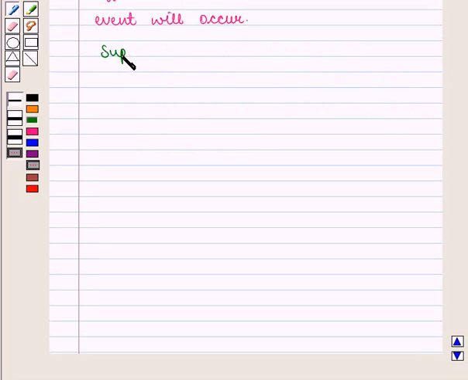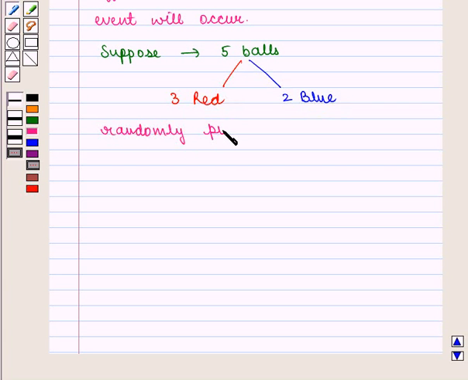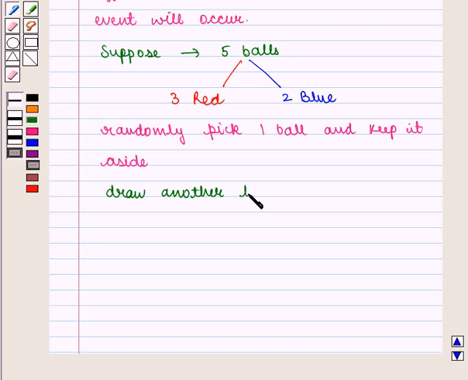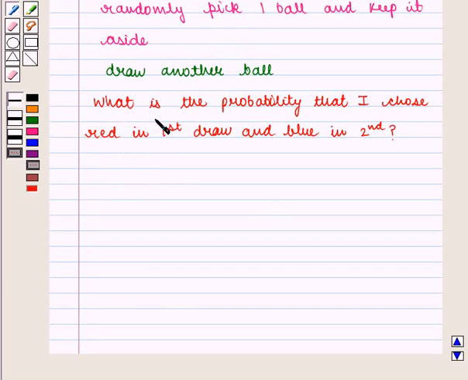Suppose I have 5 balls, that is 3 red and 2 blue. I randomly pick one ball and keep it aside. Now again, I draw another ball. Now what is the probability that I chose red in first draw and blue in second?